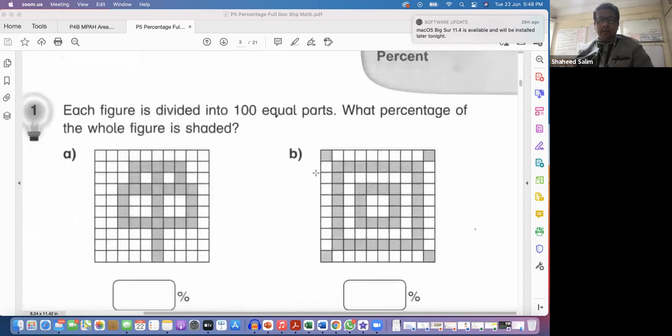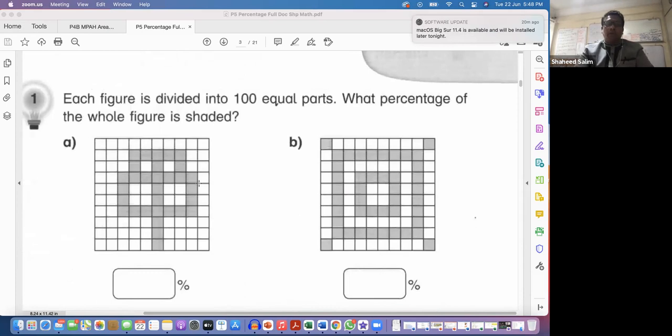Okay, can you try? This one, the whole thing is 100 squares. How many percent is this? You try. Later we will revise this again because some of the students may not know. You can count now here. But remember the whole thing is 100. You can send me your answer, how many percent it is.